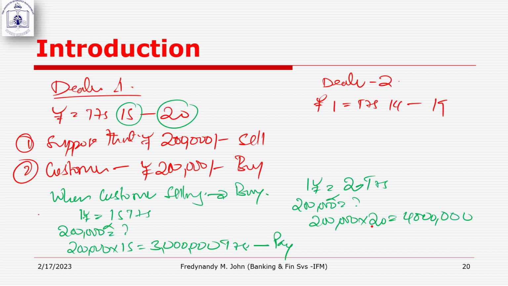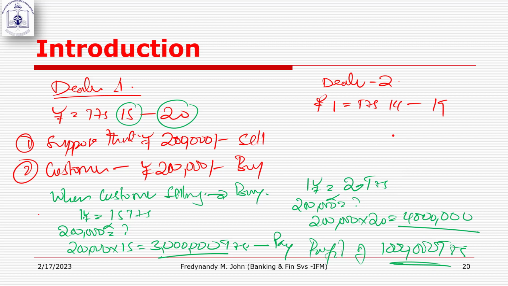So what is the profit? You see here, dealer 1 is going to make a profit of 1 million. That is the difference between selling and buying. All right. So dealer 1 will make a profit of 1 million Tanzanian shillings.